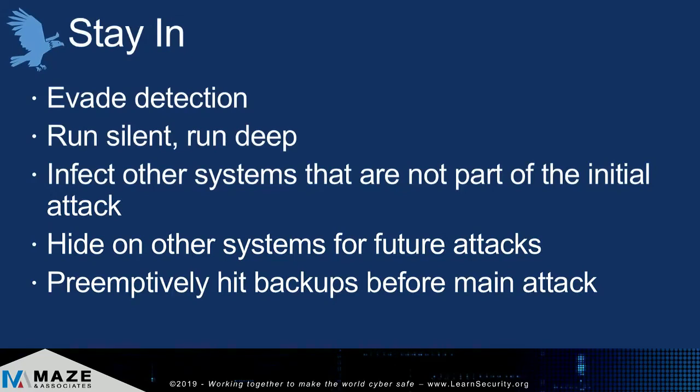Once in, they try to evade detection. I call it run silent, run deep, right? They don't want you to find out that they're there, because then their attack's not going to work. So they try to affect other systems that are not going to be a part of the attack, so that if you find and remove their code from the system that was attacked, they're still inside your network and they can still launch another attack. So they'll hide in other systems for future attacks. And then they'll try to preemptively, before they do an attack, hit the backups like we already mentioned.